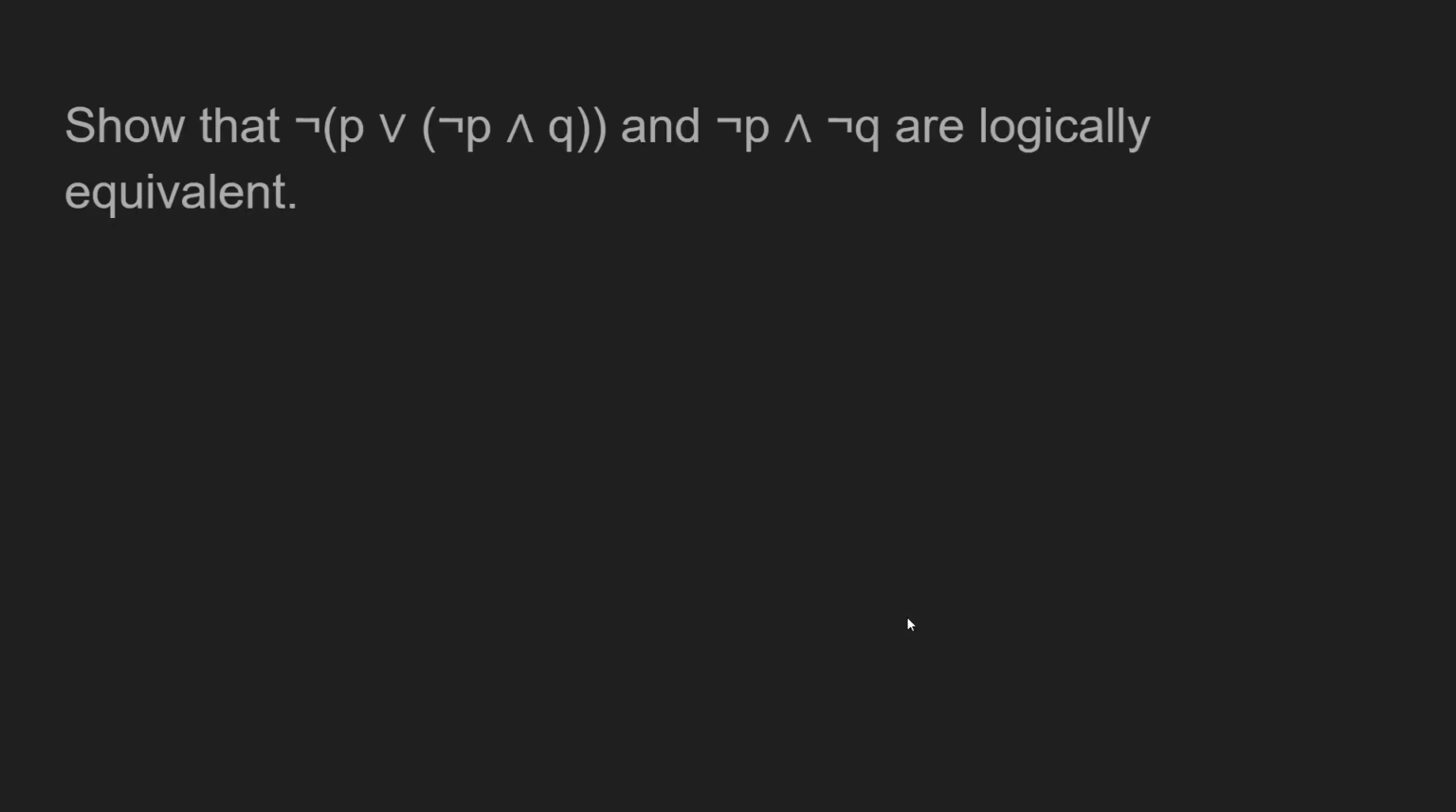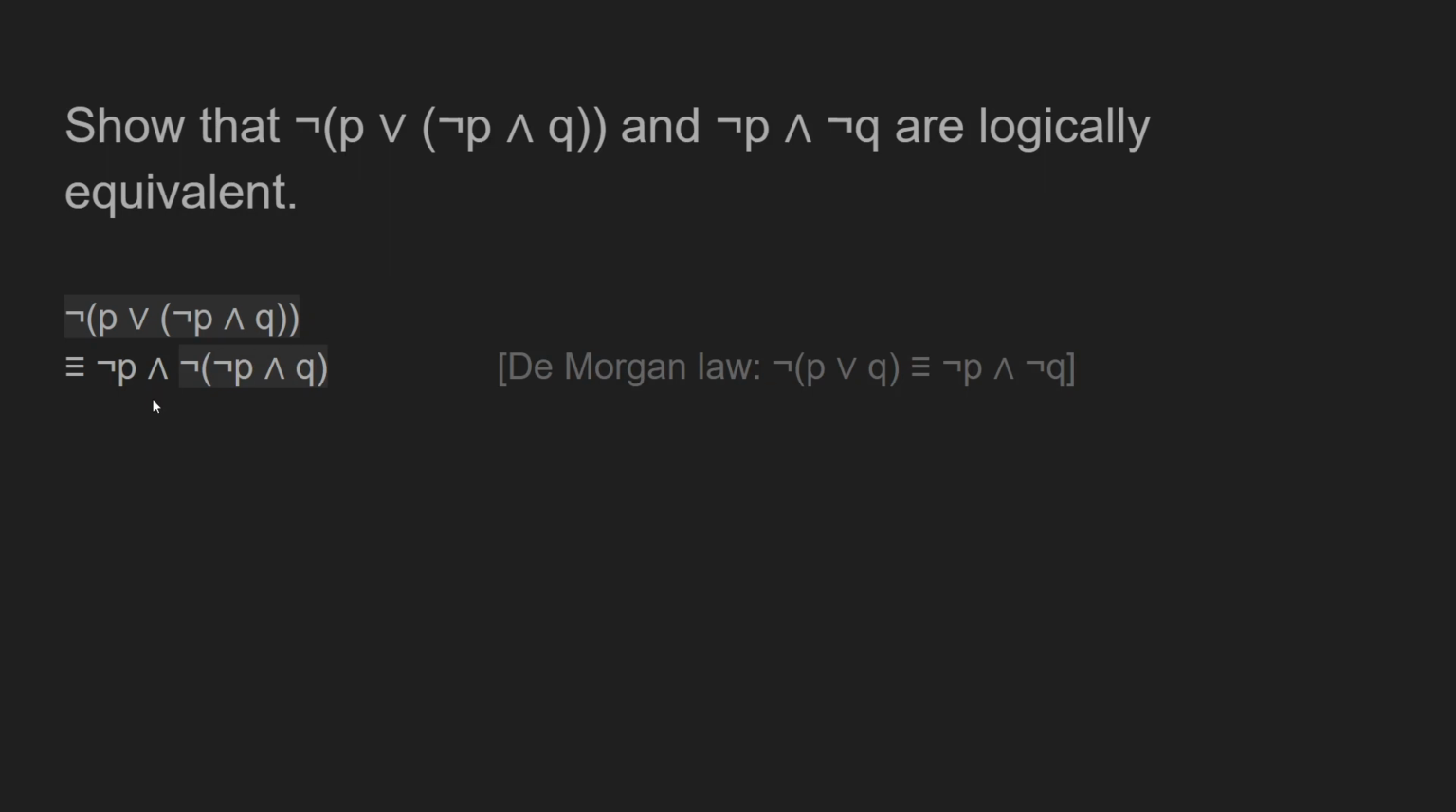Show that not (P or (not P and Q)) and not P and not Q are logically equivalent. This is the statement and we will derive this into this. At first, we will work with the whole statement, by using De Morgan's law, which says not (P or Q) is equivalent to not P and not Q. And we find the next line.